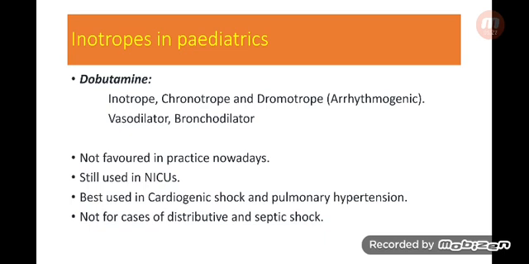I would be careful using it with distributive and septic shock, because it's going to add to the pooling to the peripheries, which is also going to add to the shock itself. Yes, be careful about that.